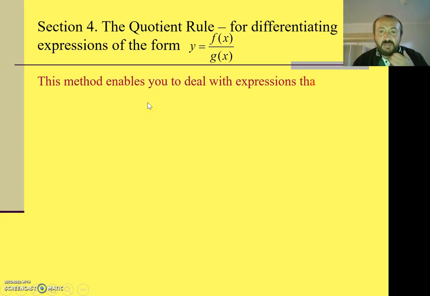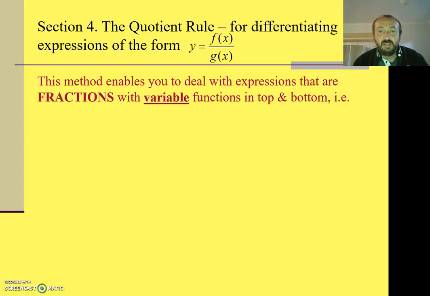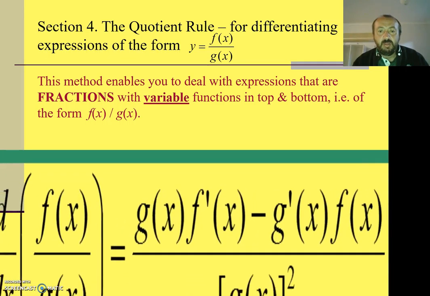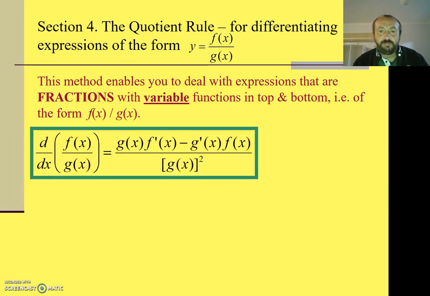This method enables you to deal with expressions that are fractions with variables, functions in the top and bottom. And there's the rule for it, straight out. If you've got a function that you can express as f of x over g of x, then the derivative of this whole function is g of x times f dash of x, take g dash of x times f of x, over g of x squared. That's the rule you have to remember.